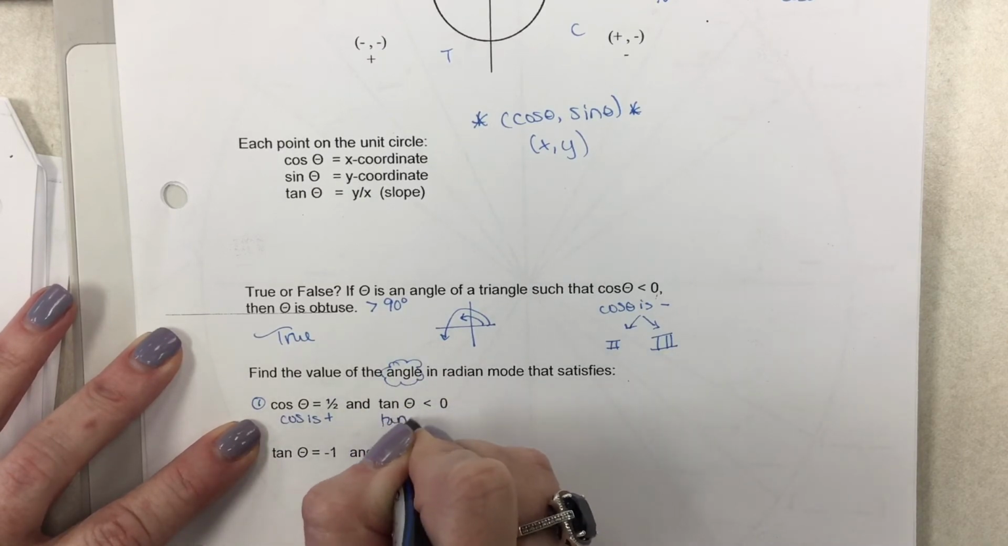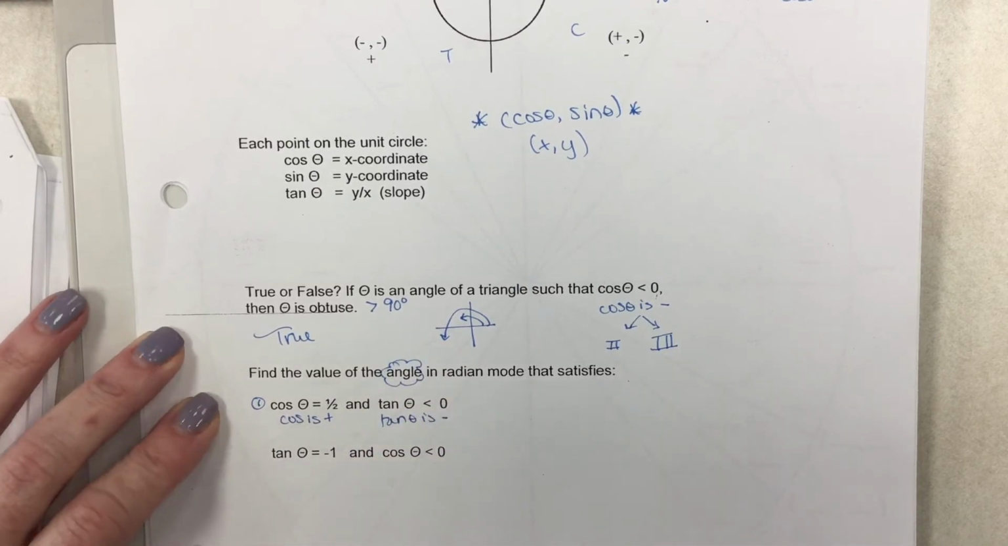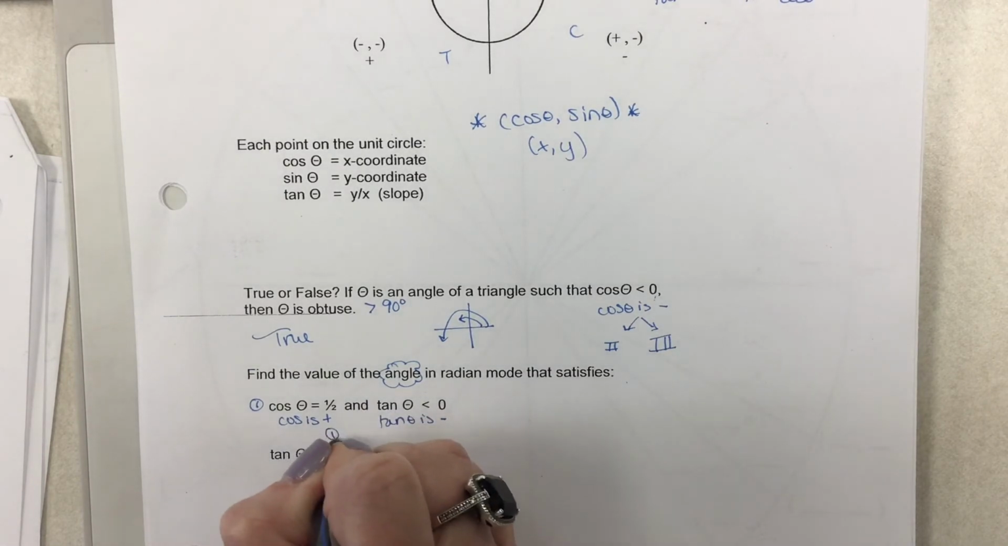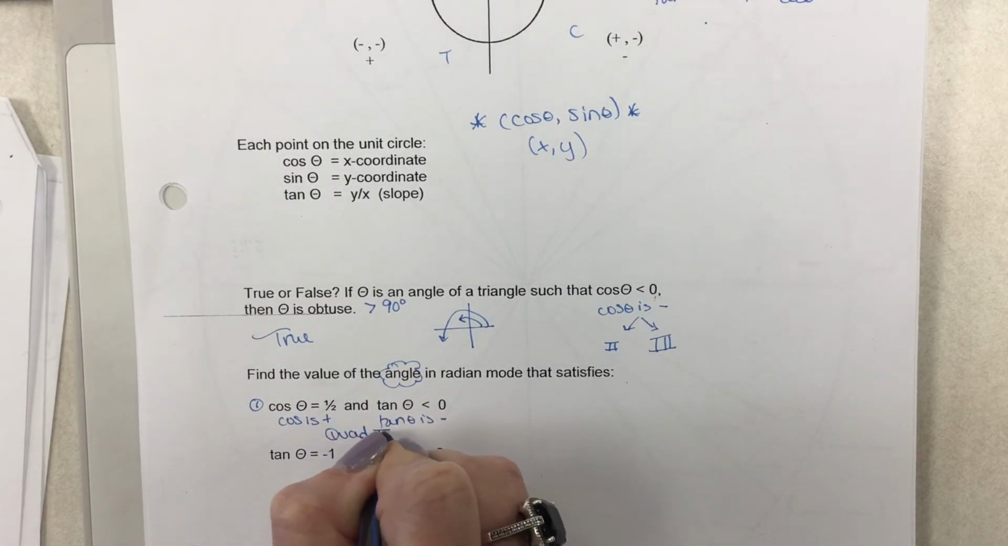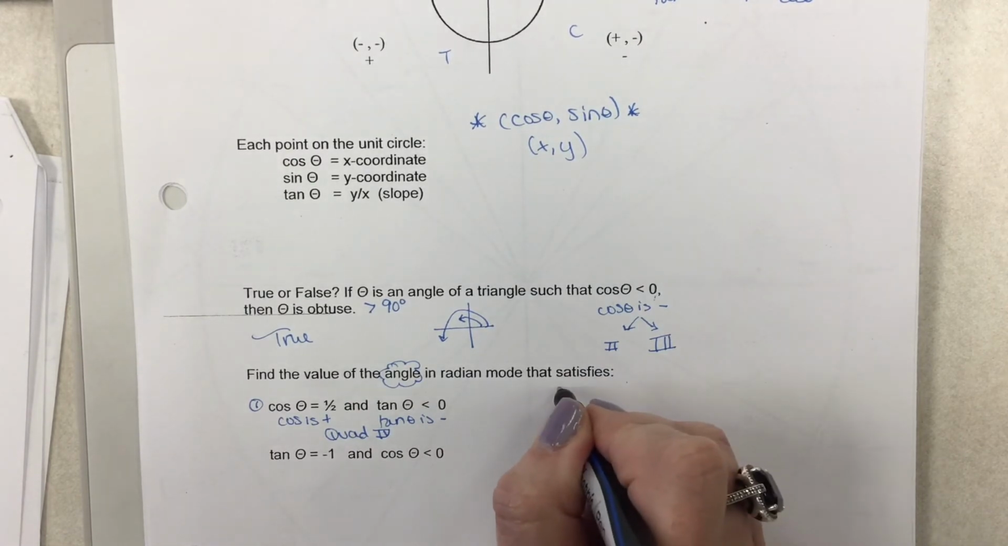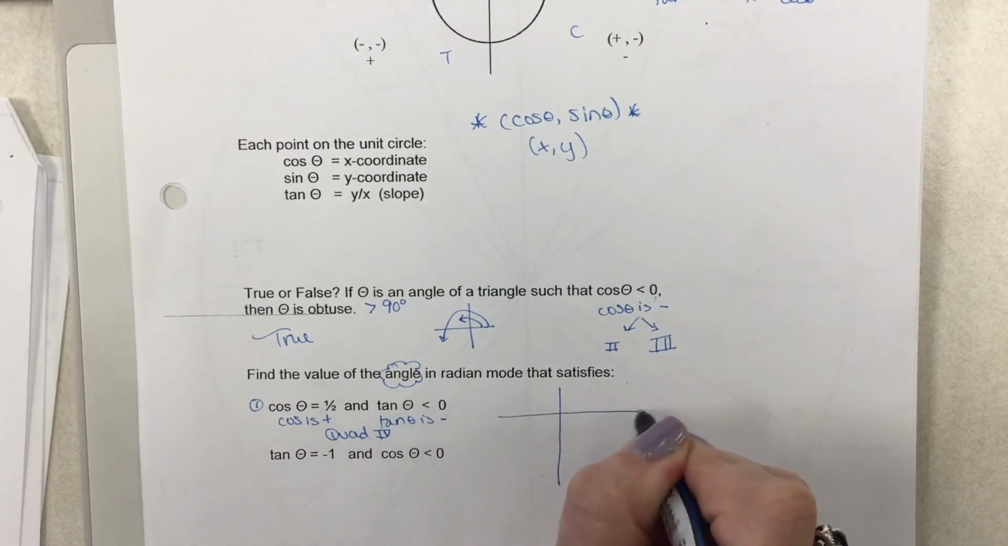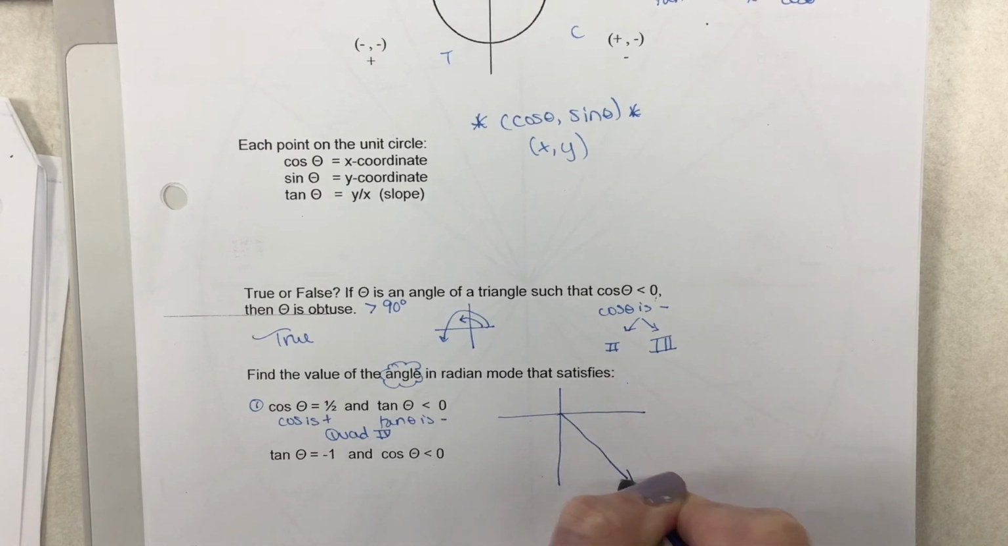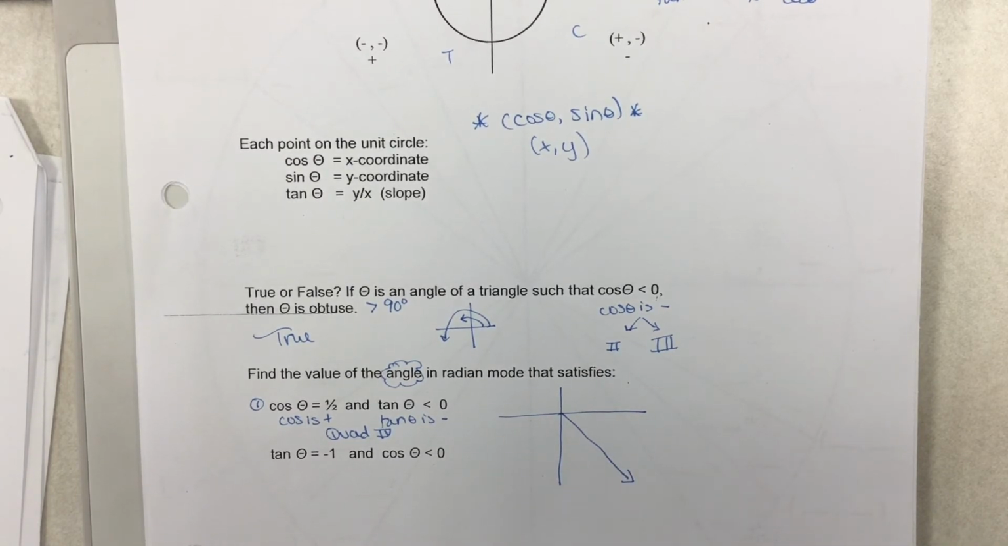Tangent is negative. What quadrant? So I'm in quadrant 4, where cosine's positive and tangent is negative. So here I go, draw my 4th quadrant. And again, where you draw the angle measurement really doesn't matter, as long as it's in the 4th quadrant and it's not squished up against one or the other of the axes, you're fine.